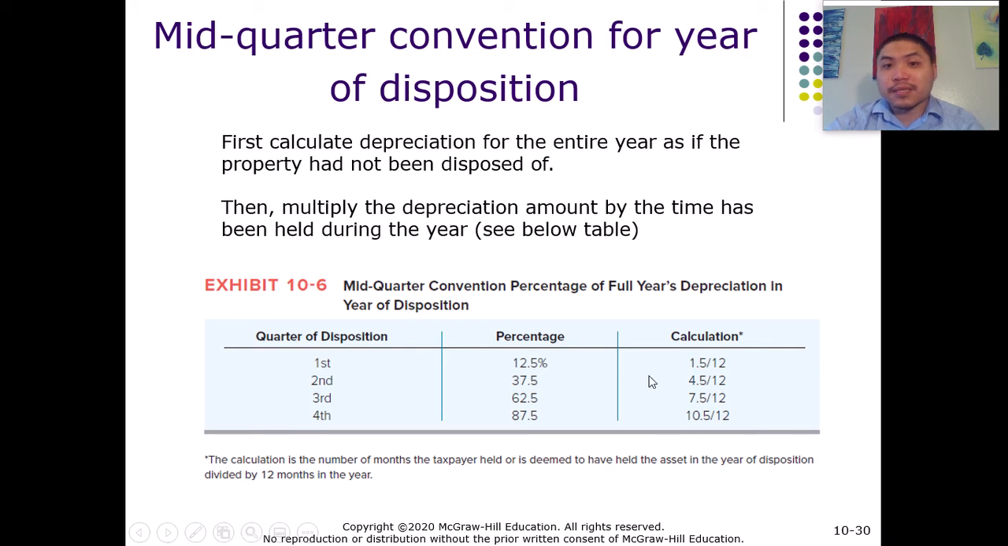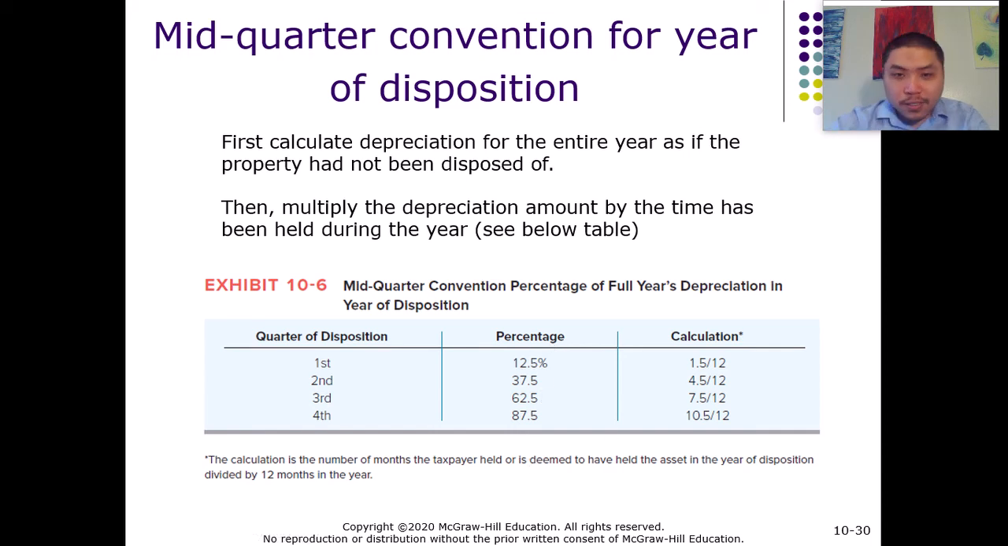and by the time I mean the time based on the month that the asset is disposed of, right? So let's say the asset is disposed of in the first quarter. We take 1.5, which is half of the first quarter, divided by 12. So 1.5 months divided by 12 months gives us 12.5%. So we just take the full depreciation amount times 12.5% to get the depreciation expense for the year of disposition. Depending on the quarter of disposition, we calculate a different percentage here, right?